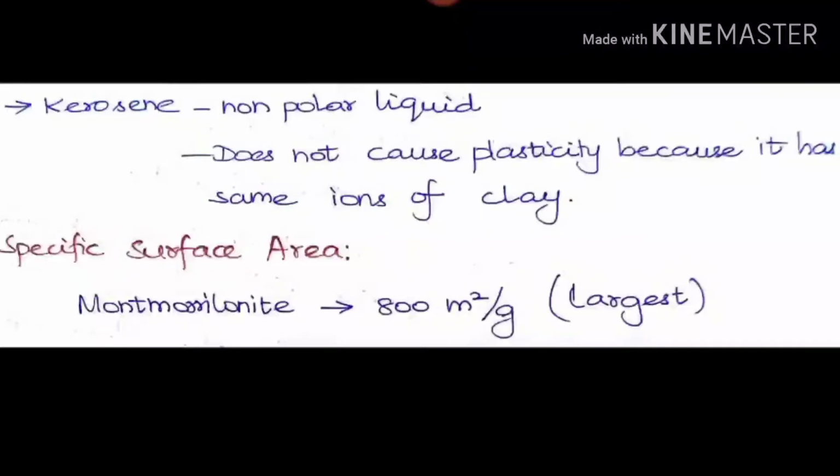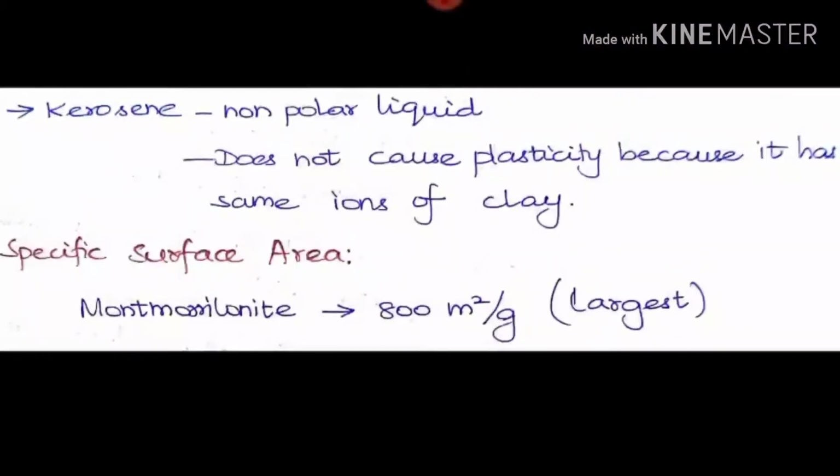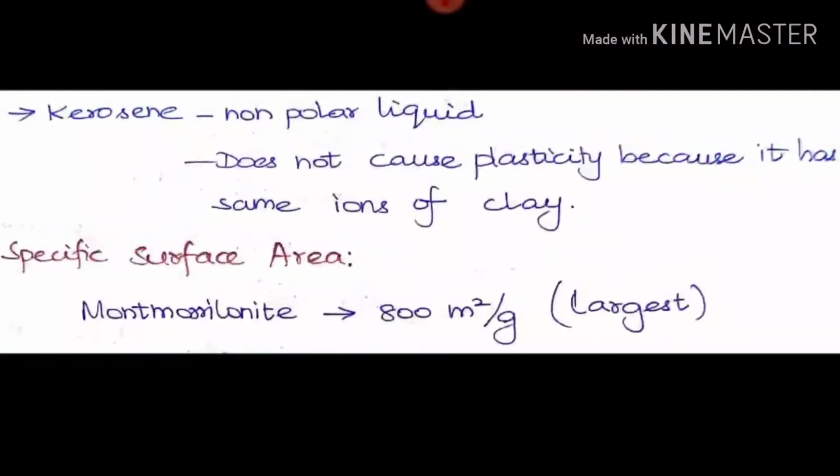And the next property that has to be known is specific surface area. It is nothing but the total surface area per unit mass of the soil particle. It is very high for montmorillonite, which is nearly 800 square meters per gram.